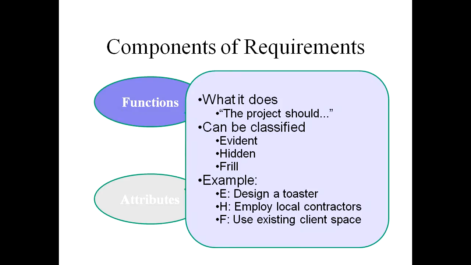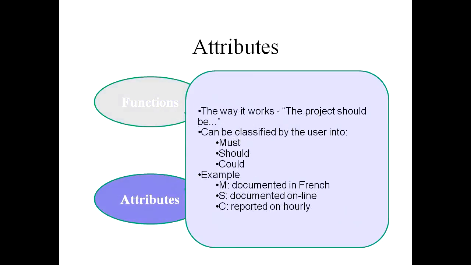Hidden functions are those that need to be performed, but the user doesn't necessarily see it. In our example, the client might also wish to employ local contractors to build prototypes. That is not visible, but it is still a requirement. Frill functions are those that might be nice, but the user doesn't really care about. A frill might be to use existing client office space, but if that's not feasible, then it's okay to use new space. A clear understanding of the attributes allows the project team to make trade-offs.